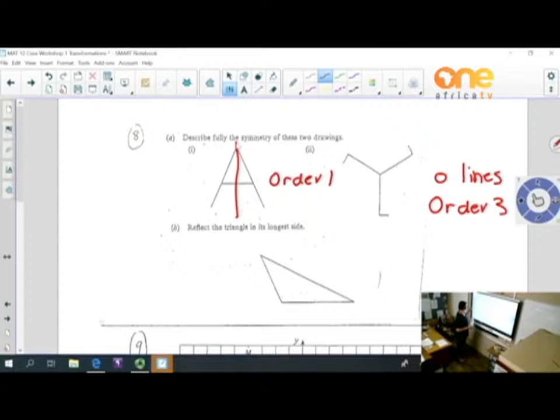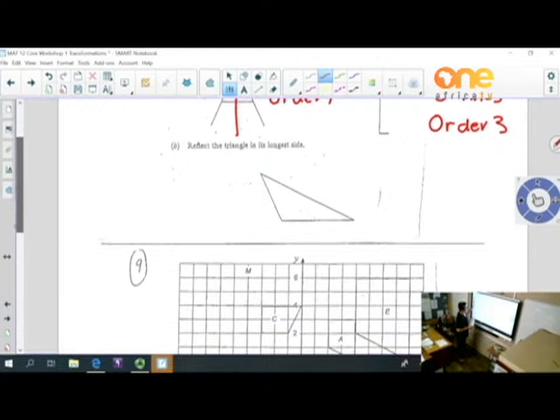Now here we have to draw the reflection in the longest side, which is obviously this side here. Now remember, this paper is not vertical. It is always a good idea to turn your paper so that your line of symmetry is vertical. Then it is easier to draw it. So turn your page so that you can find that point.